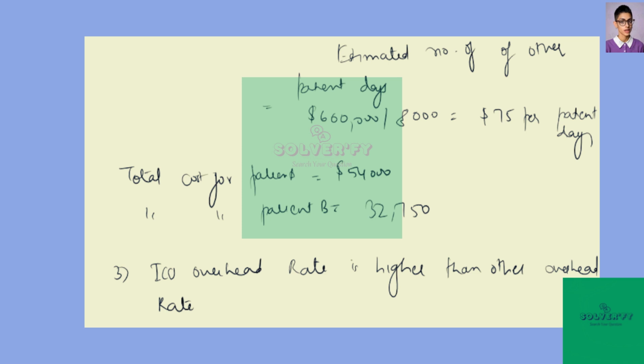This approach also reveals that patient days in the ICU incurred higher overhead costs than patient days in the other wards. So overall, the staff accountant's approach provides a more accurate allocation of overhead costs to patients.